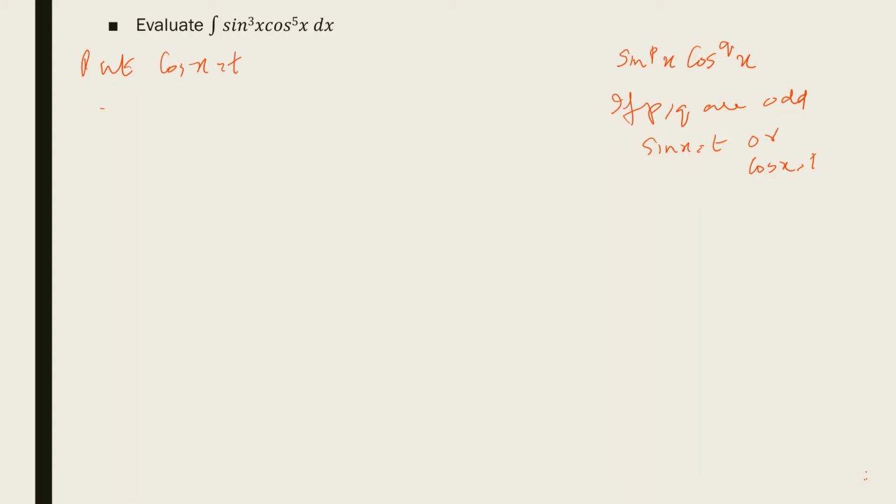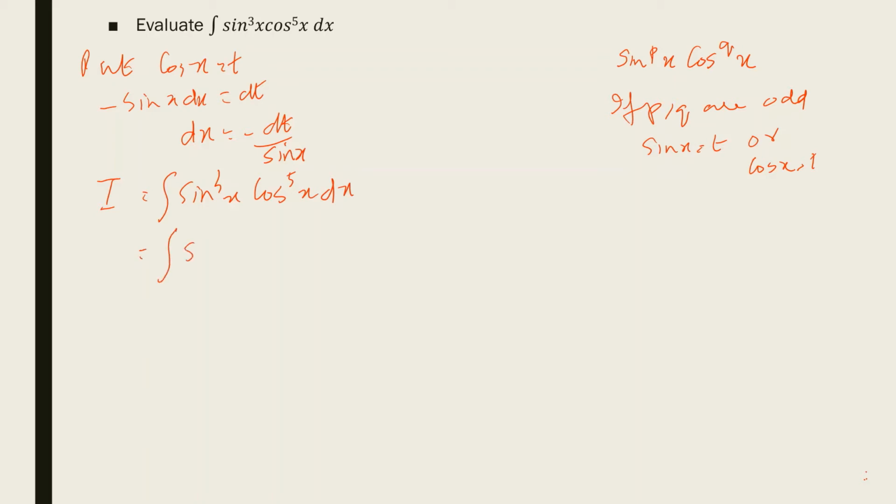So when you take the derivative, minus sin x dx is equal to dt, so dx is equal to minus dt by sin x. Now coming back to the integral, I equal to integral sin cube x cos raised to 5x dx will give the substitution. So integral sin cube x into t raised to 5, and dx is minus dt by sin x. So one sin x and one sin x will be cancelled.